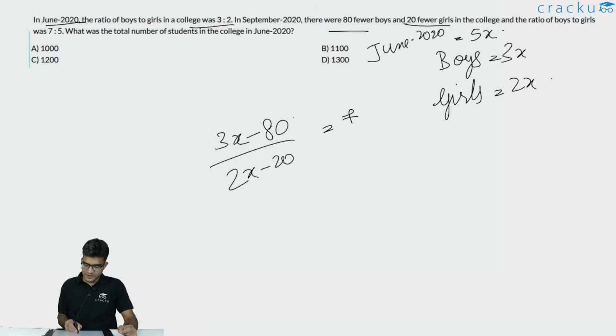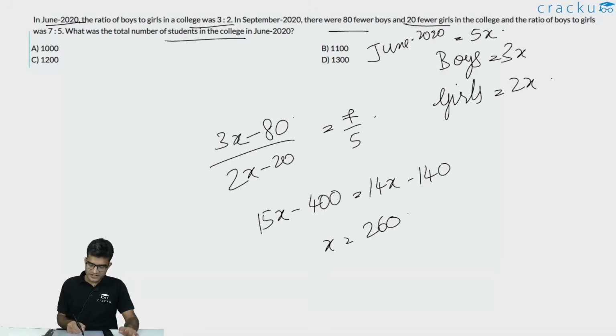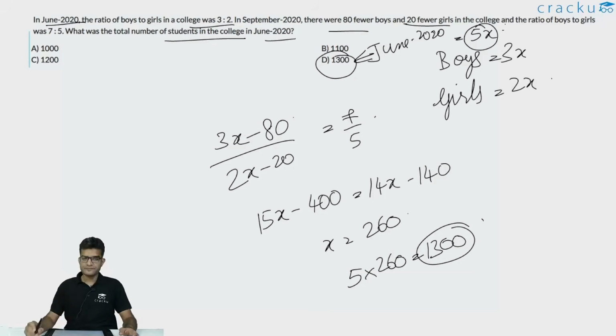This ratio is now equal to 7/5. So let us cross multiply. We'll get an equation in x, which we are going to solve to find out the value of x. So 15x minus 400 is equal to 14x minus 140, or the value of x is equal to 260. So the total number of students in the college in June 2020 is 5x, which is equal to 5 into 260. This is equal to 1300. So the correct answer is option D.